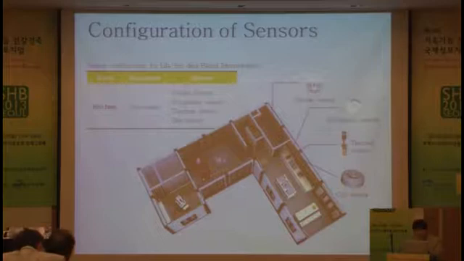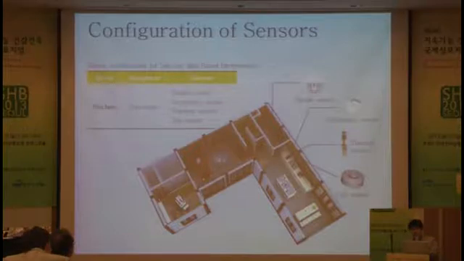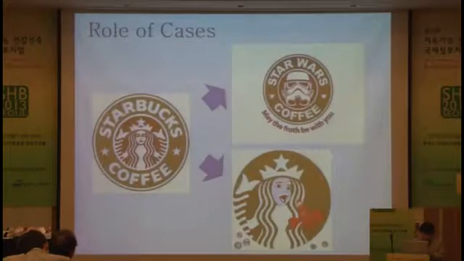This slide shows the configuration of sensors. They show four kinds of sensor. One is a smart sensor, the second is an occupant sensor, and the third one is a thermal sensor. The last one is a CO2 sensor.